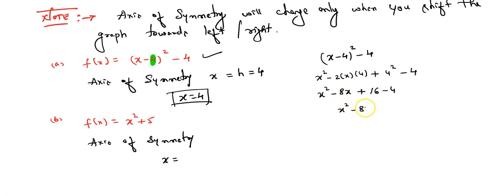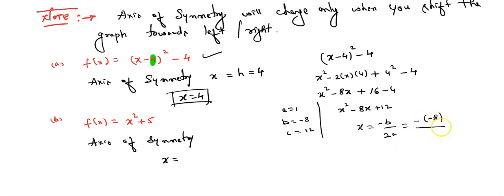x square minus 8x plus 16 minus 4 is 12. In this case, we can see the value of a is 1, b is negative 8 and c is positive 12. We know that to find the axis of symmetry, we have the formula x equals minus b by 2a. That is minus b, the value is minus 8, by 2 into the value of a, which is 1. Minus into minus is plus, 8 by 2: 2 fours are 8, so that is nothing but 4. The answer is 4.